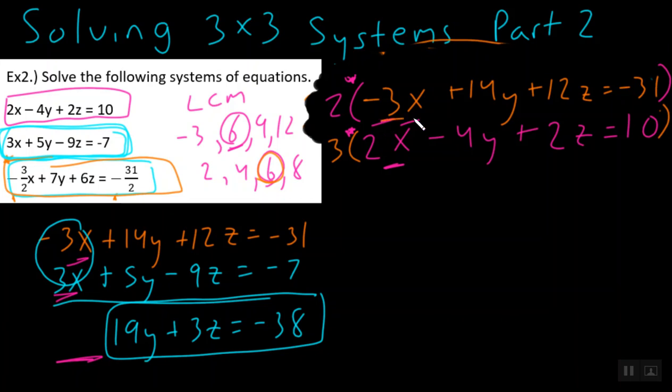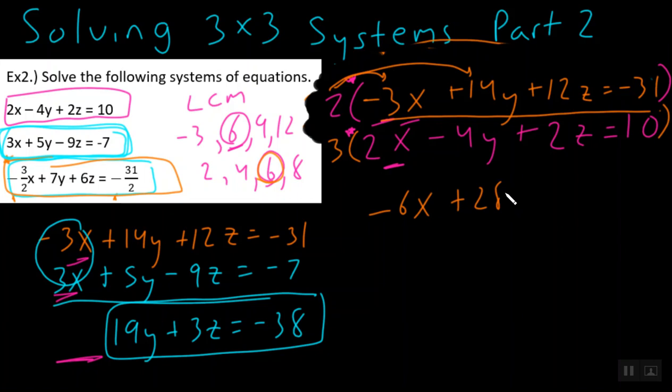Okay, so I'm going to use orange for my top equation. 2 times negative 3x will give me negative 6x. 2 times 14 will give me 28y. 2 times 12 will give me 24z. And of course, 2 times negative 3 is negative 6.